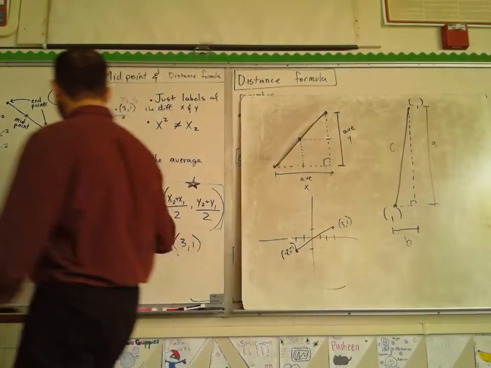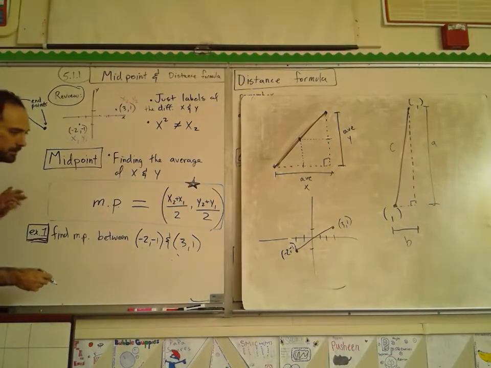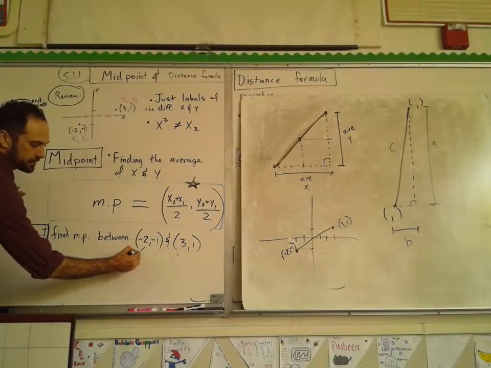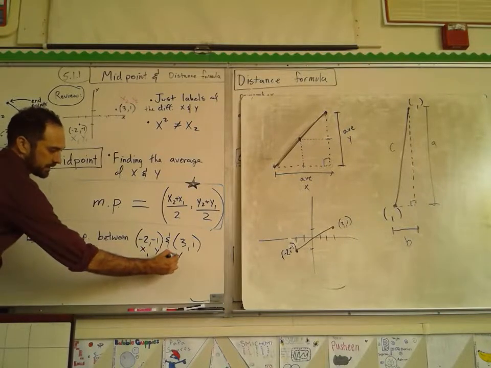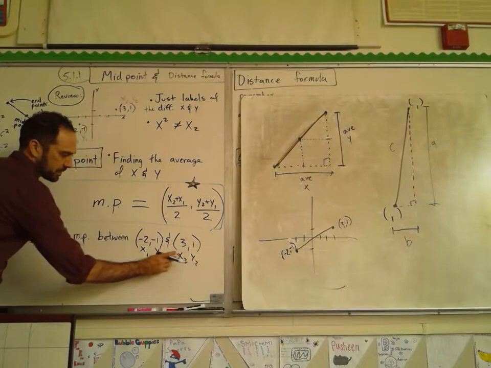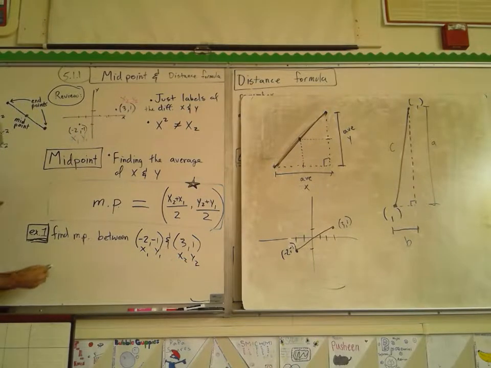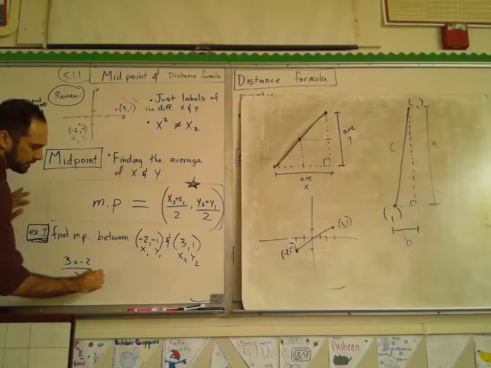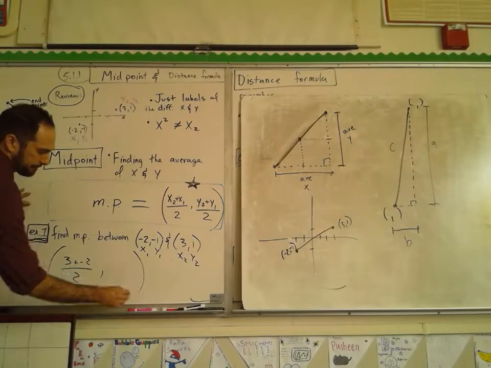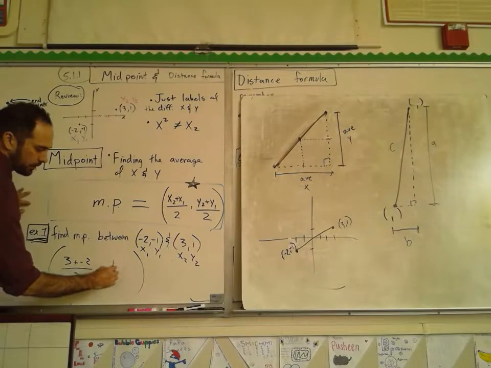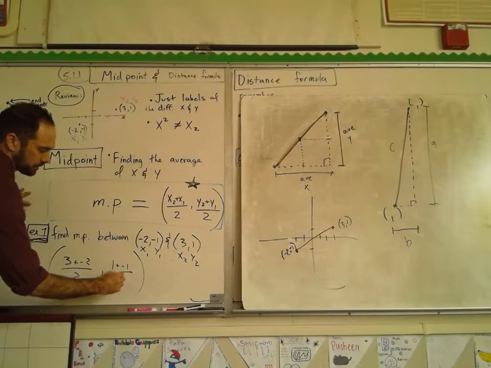Okay, algebraically, just coming back to that, let's call this first point x1, y1. This is x2, y2. That's your first step, to always label it your 1 or your 2 group. And then let's add together our x's: 3 plus a negative 2 over 2. And let's add together our y's, making our new ordered pair here. We got 1 plus a negative 1 over 2.